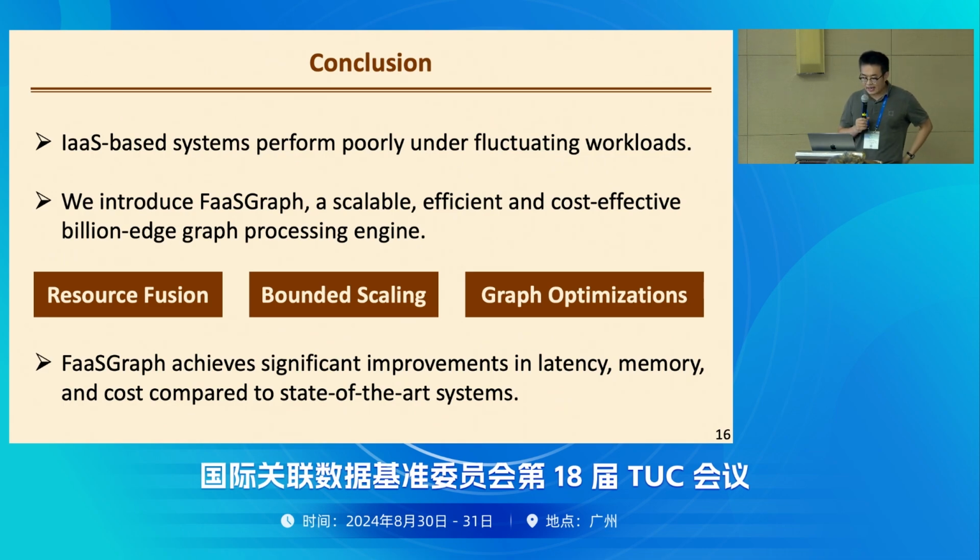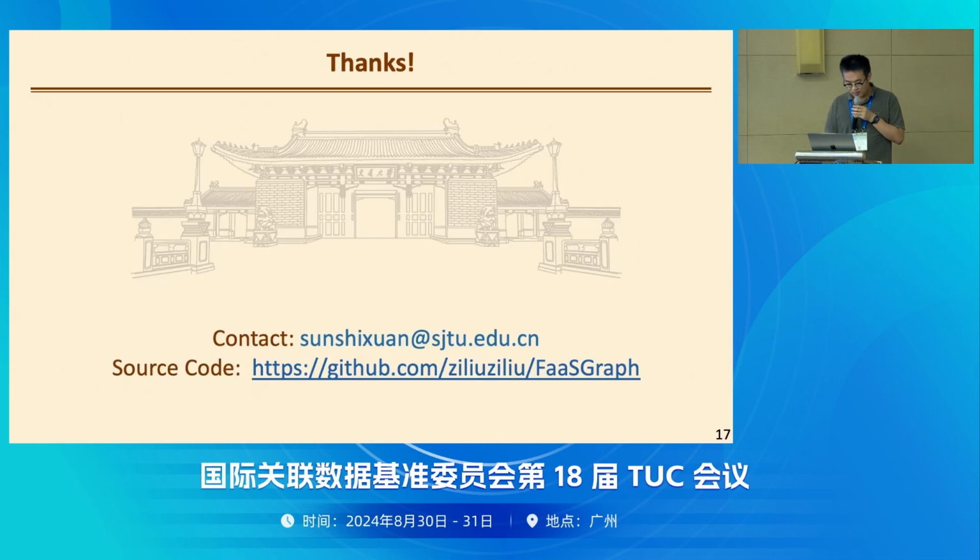To summarize, the IaaS-based systems struggle with fluctuating workloads. Hence, we present FastGraph, a scalable and cost-effective serverless graph processing engine. By introducing resource fusion, bounded scaling, and graph optimizations, we aim to narrow the gap between serverless and data-intensive analytics. Our experiments have demonstrated that FastGraph delivers substantial performance improvements.